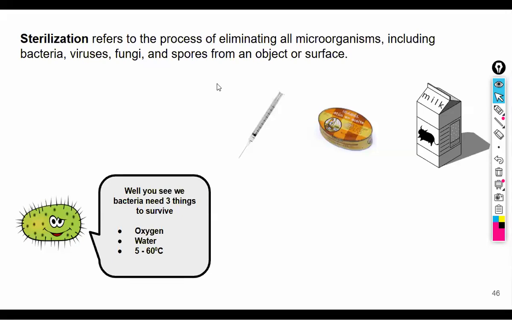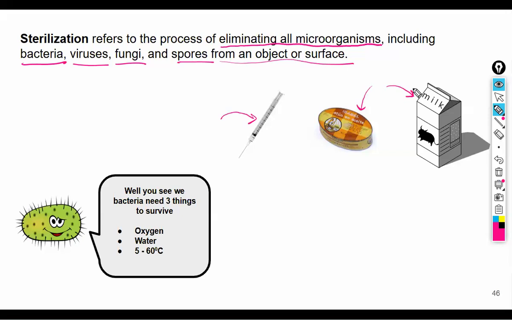Sterilization refers to the process of eliminating microorganisms. A microorganism is things like germs, bacteria. You can think of it as bad things, things that will make you sick, including bacteria, viruses, fungi, and spores from an object or surface. So that's sterilization. Usually you hear the word sterilization when it comes to needles and, believe it or not, food. A lot of the food that you buy from supermarkets has been sterilized.